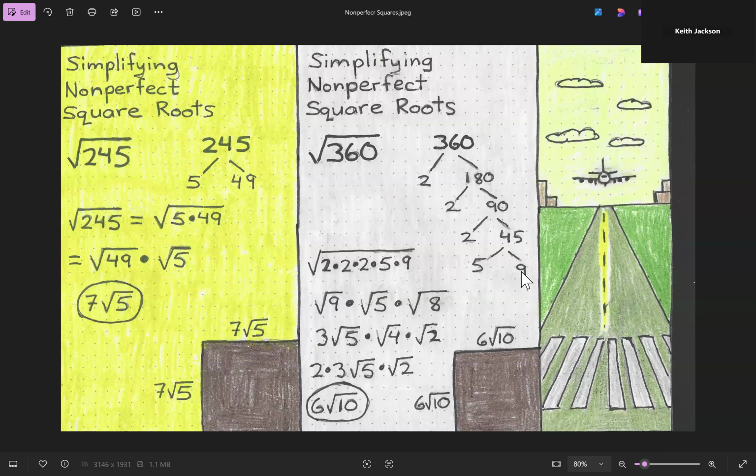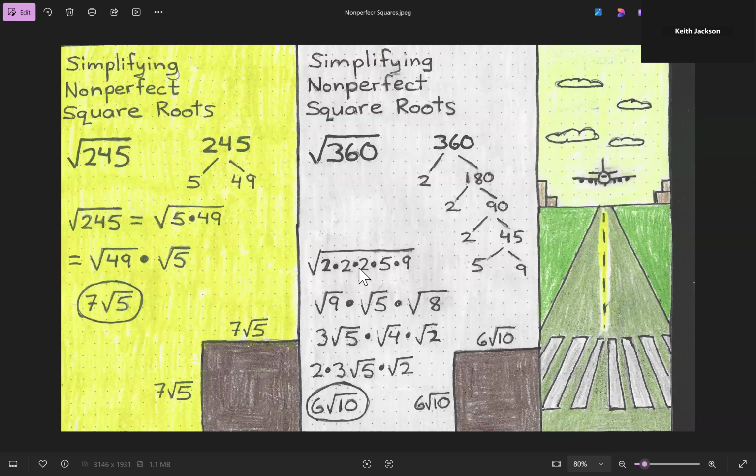Oh, guess what? I have my perfect square root, because see, I can write it right here. So now let's go ahead and put all these prime factors, except for 9, into the radical. 9 is not a prime factor, by the way. So we have the square root of 2 times 2 times 2 times 5 times 9. We already know that the square root of 9 will give us 3, so we can park that 3 right out front. And we're just going to keep that 5 inside the radical right here.